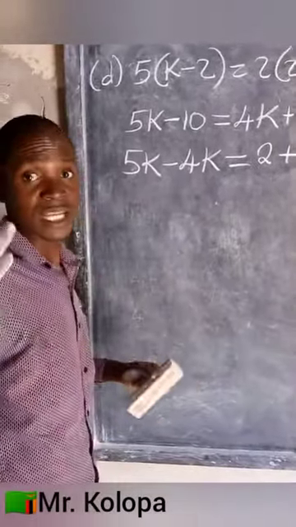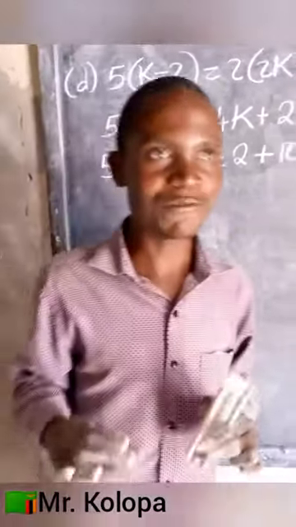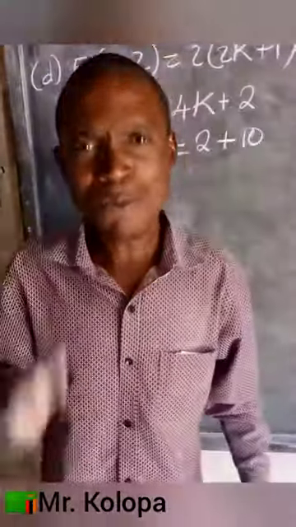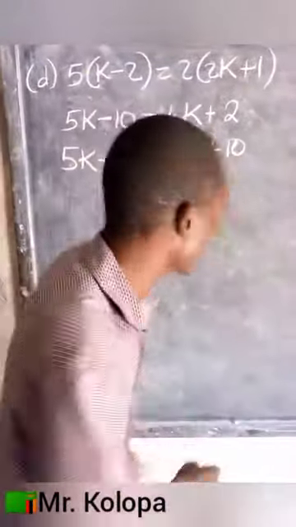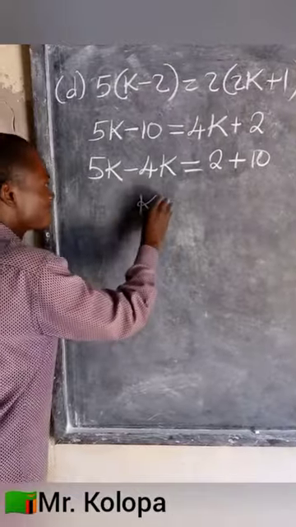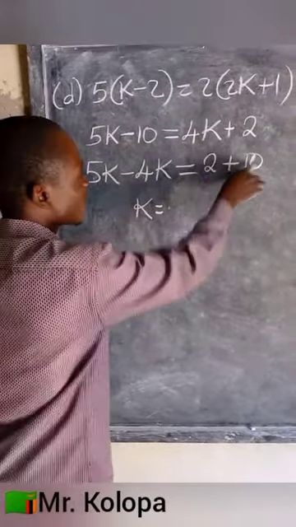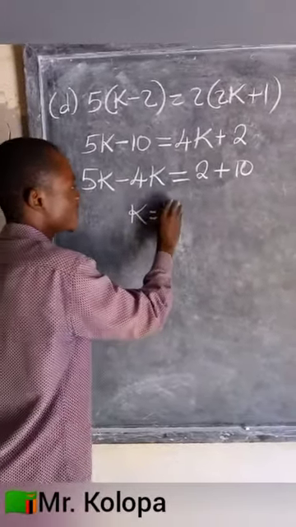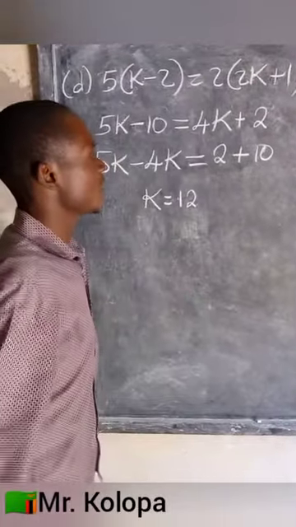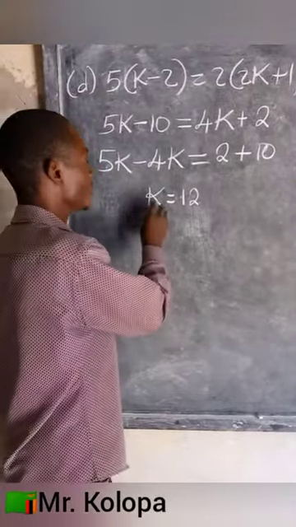5 minus 4, you get 1k. Now, I said we don't write a 1. 1 is supposed to be invisible. Very good. So, that is k equals that plus that. We get the what? The 12. Because 2, you add the 10, you are going to get the 12.